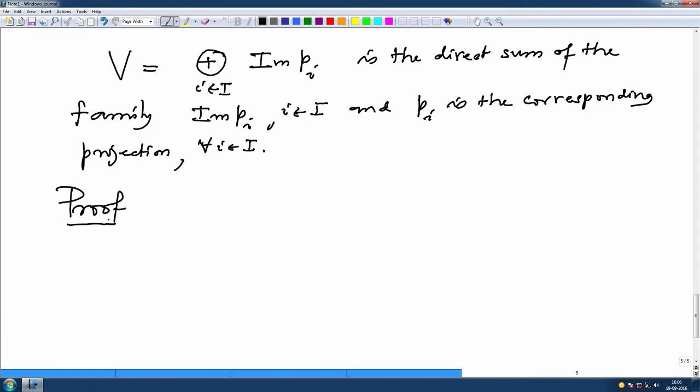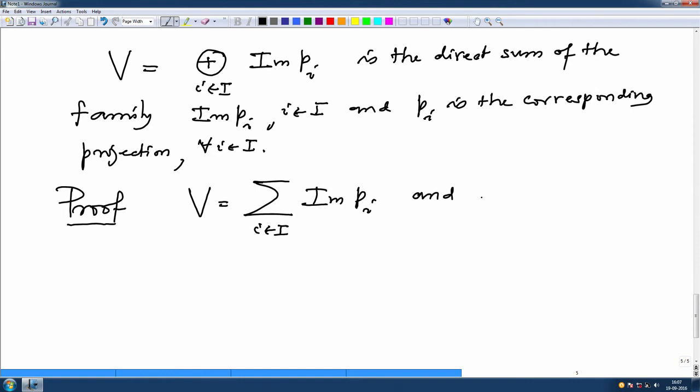When we want to check V is the direct sum of this, we have to check two things. First, we have to check that V is the sum of this family. That means V is the smallest subspace which contains all these guys. That was the definition of a sum space. And also we have to check that this sum is direct. That means if you fix one of them and intersect with the remaining sum, that should be the 0 space.